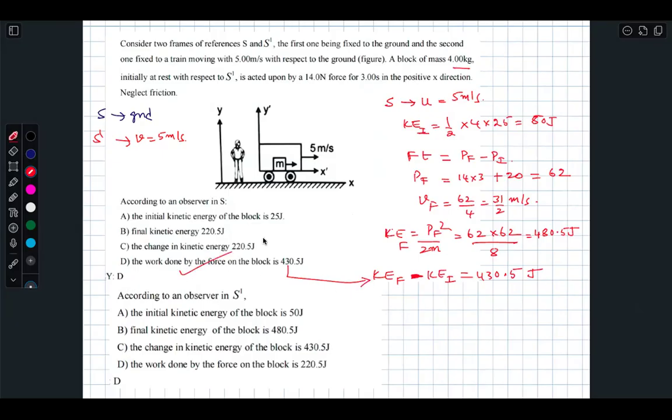So option D is correct. This is wrong. This is wrong. Any doubts?